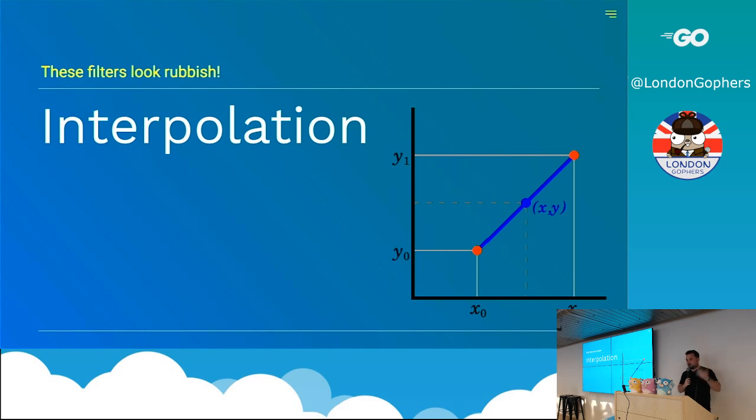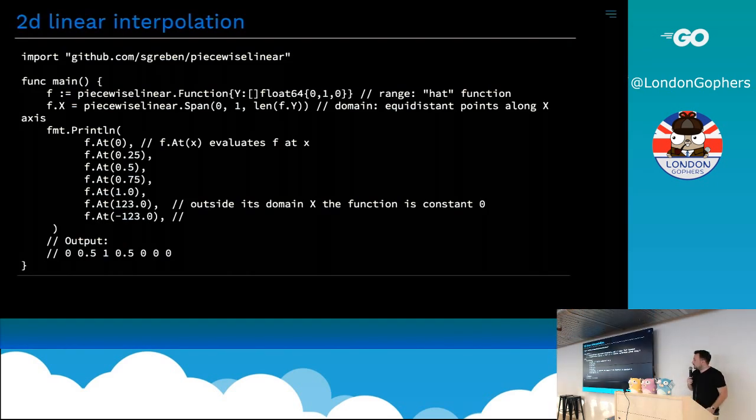So that's what we're going to do. We're going to take these 260,000 colors and turn them into millions of colors. There's a very cool library called Piecewise Linear, which was extracted from another project written in Go, which gives you two-dimensional linear interpolation.